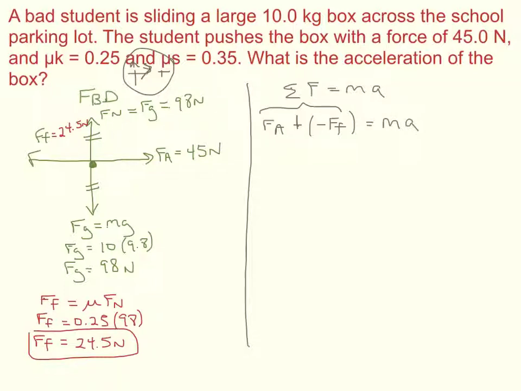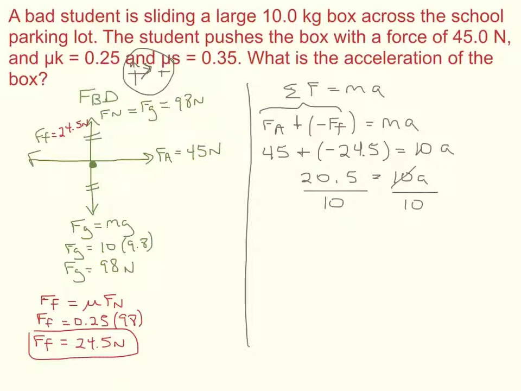This is equal to mass times acceleration. Now I can start subbing some numbers in. Applied force, 45 newtons. You can say plus negative friction, which is 24.5 newtons, or you can just say 45 minus 24.5, it's the same thing. Mass is 10 times a. 45 minus 24.5, that's 20.5 equals 10a. Then I can divide both sides by 10. The 10s cancel, and I'm left with acceleration is 2.05 meters per second squared.